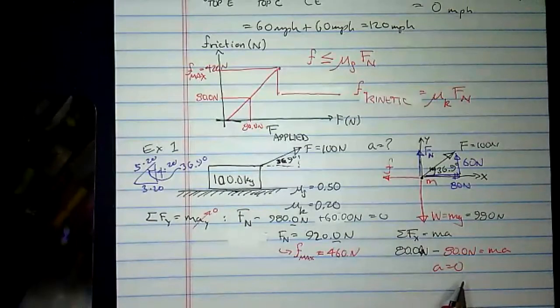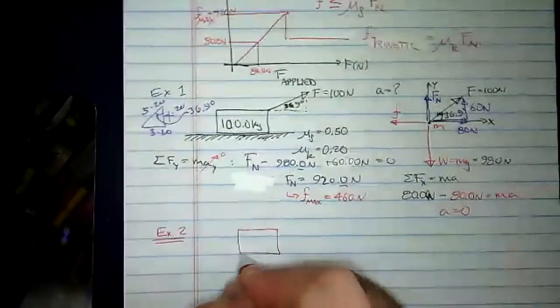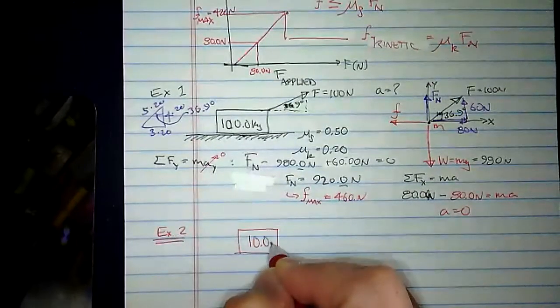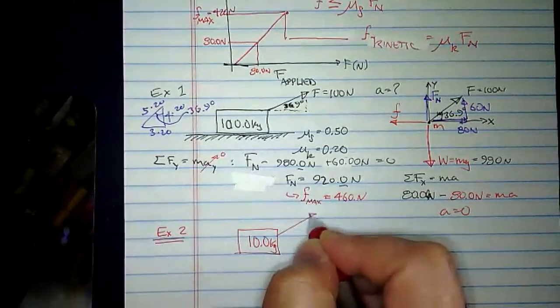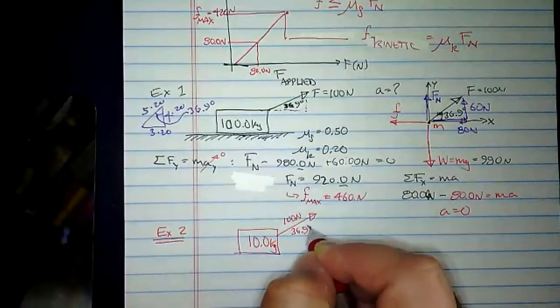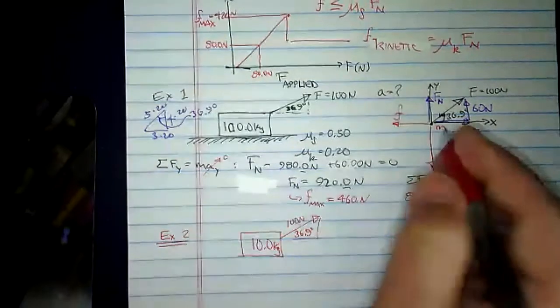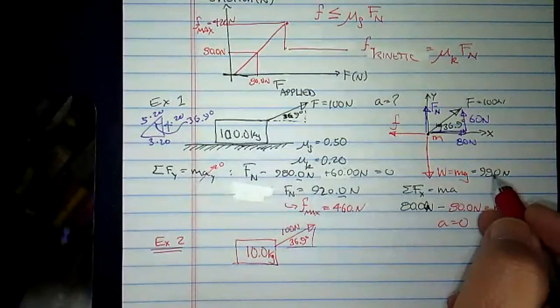Now, let's do example 2, and we'll see it's actually less complicated, to be honest with you, but it's a little more reasonable. We're going to do the exact same situation, except now the mass is going to be a 10.0 kilogram box. The force on it will still be 100 newtons, and it's still going to be at 36.9 degrees. And my free body diagram is exactly the same, except instead of 980, it's going to be 98 newtons.